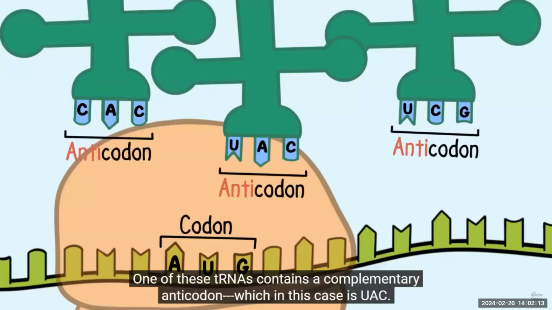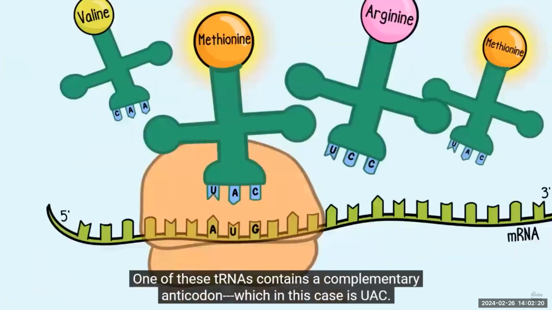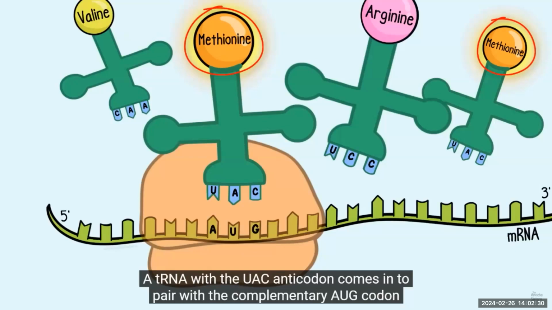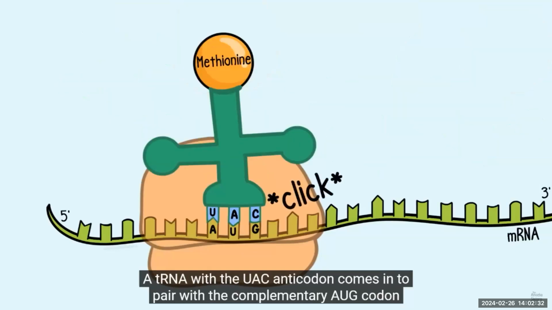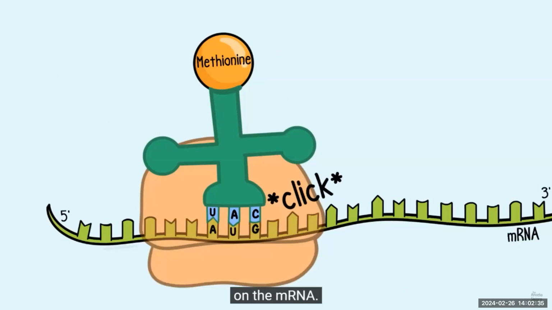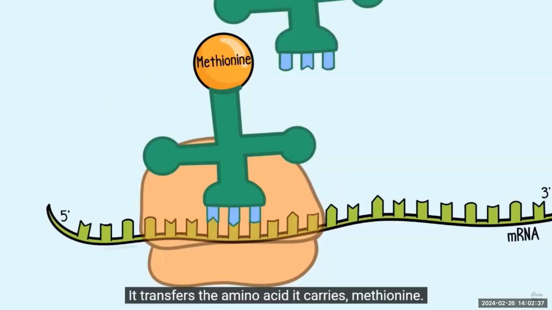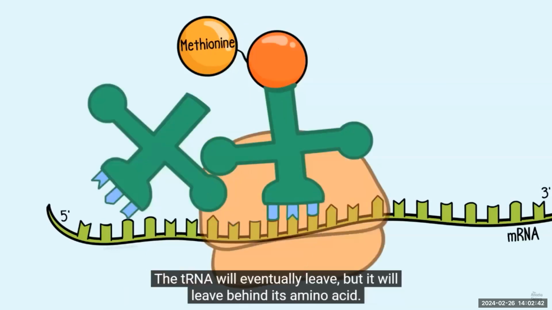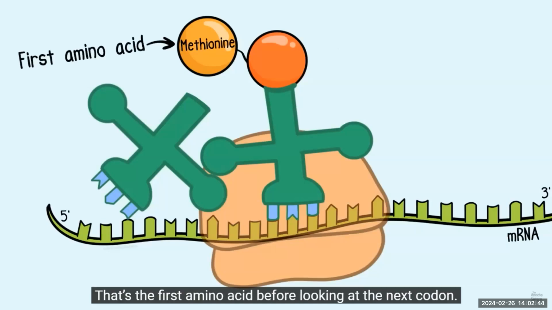One of these tRNAs contains a complementary anticodon, which in this case is UAC. All tRNAs that have the anticodon UAC will be carrying an amino acid called methionine. A tRNA with the UAC anticodon comes in to pair with the complementary AUG codon on the mRNA. It transfers the amino acid it carries, methionine. The tRNA will eventually leave, but it will leave behind its amino acid. That's the first amino acid, before looking at the next codon.